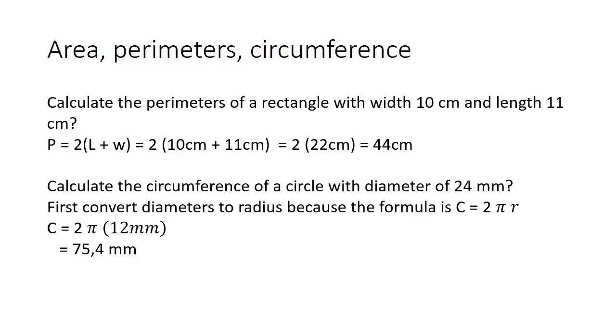The other one is saying calculate the circumference of a circle with a radius of 12 millimeters. So the circumference for a circle, the formula is 2 pi r. In other words, you multiply 2 pi r. Your radius is 12 millimeters. So in the place of r, you put your 12 millimeters, and then it becomes 75.4 millimeters.